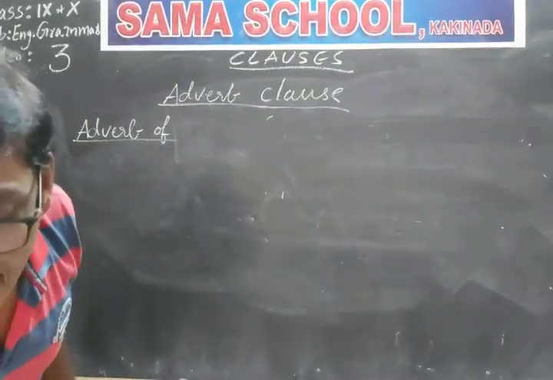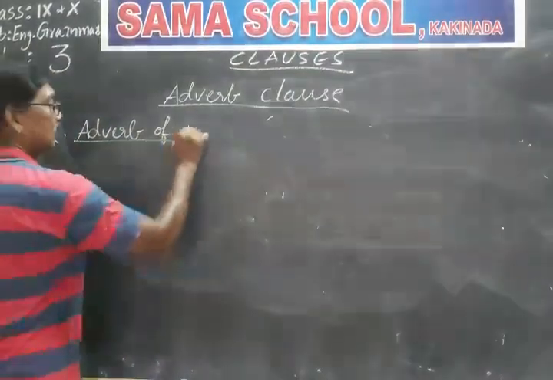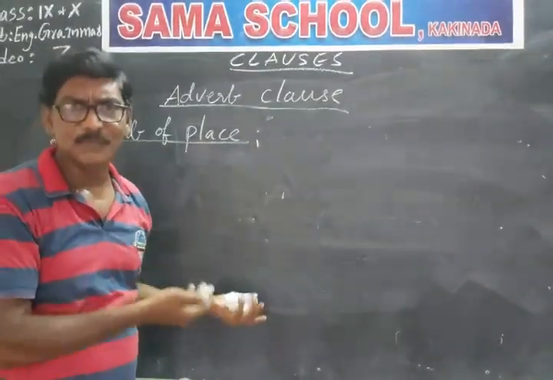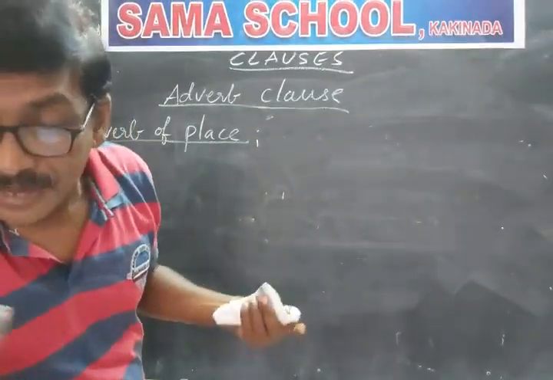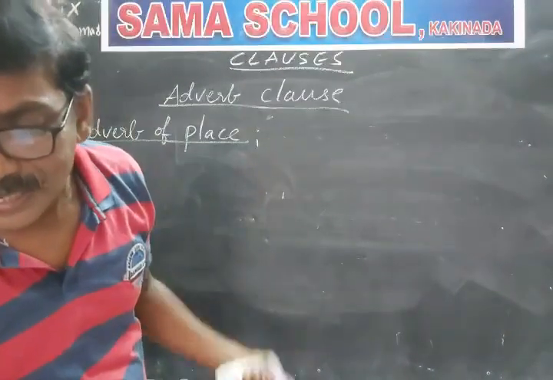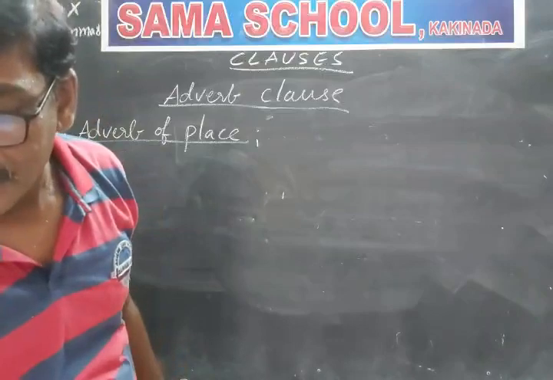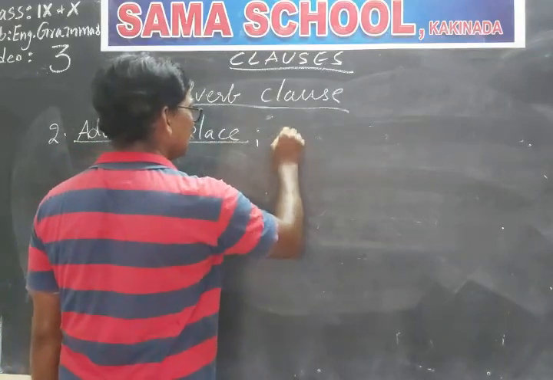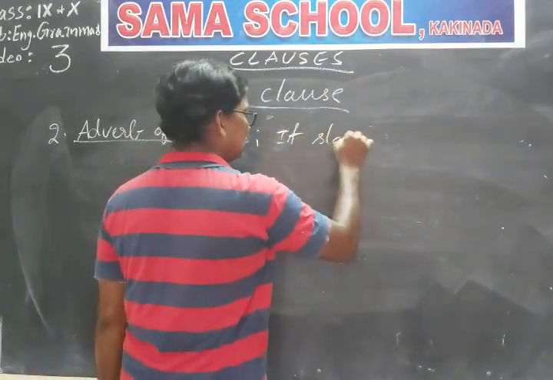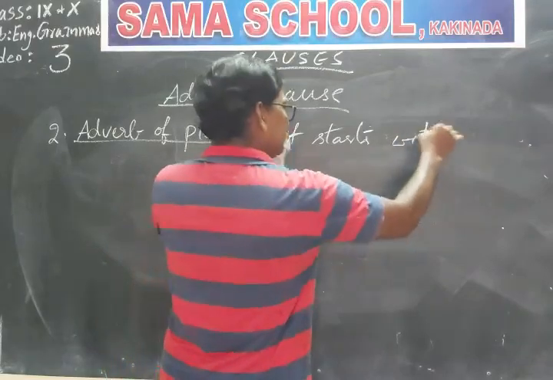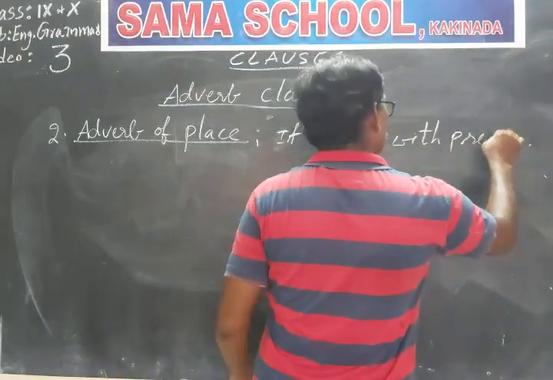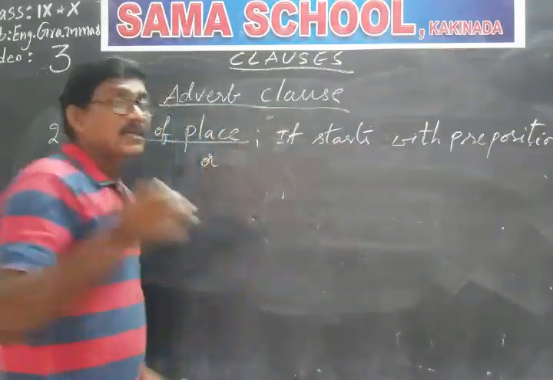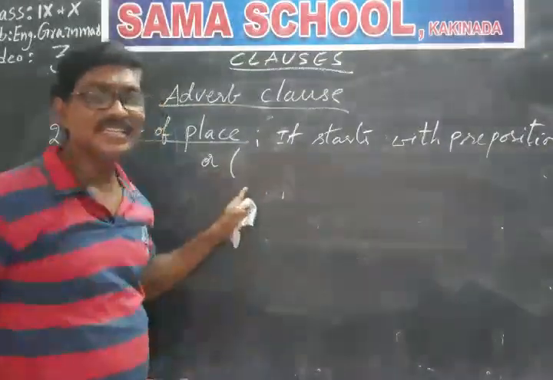Second one is adverb of place. What does it state? What does the place state? It tells us where the action has taken place or where something has happened. It starts with a preposition or one of these following subordinating conjunctions.